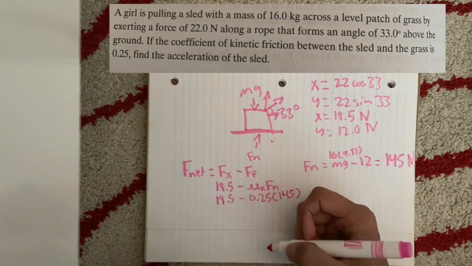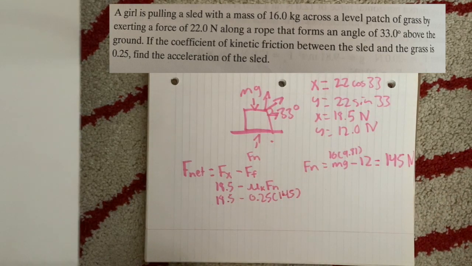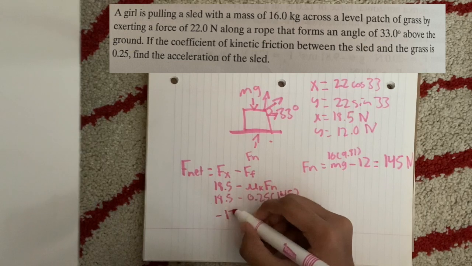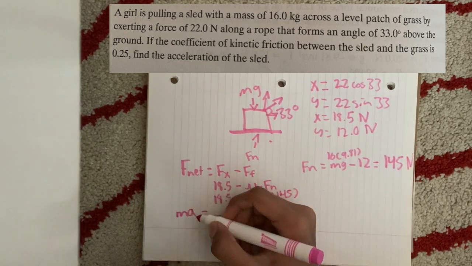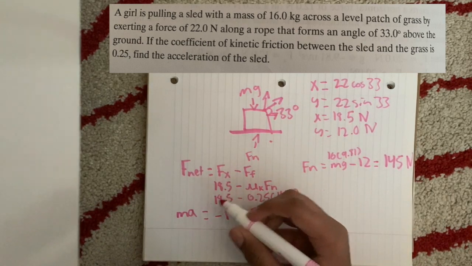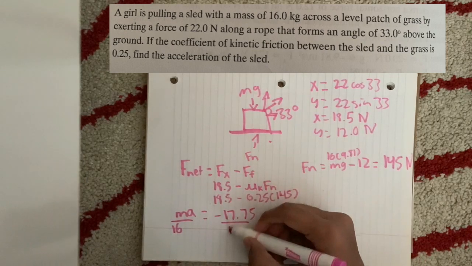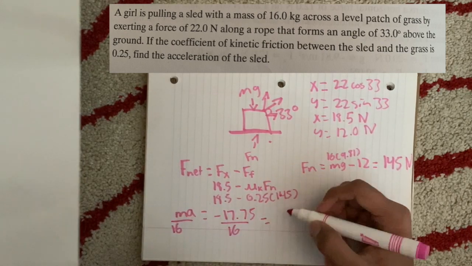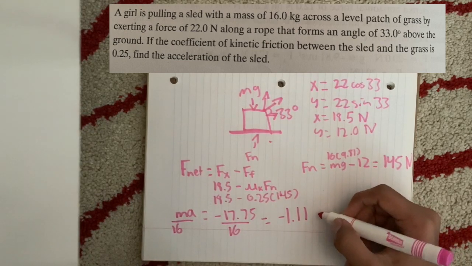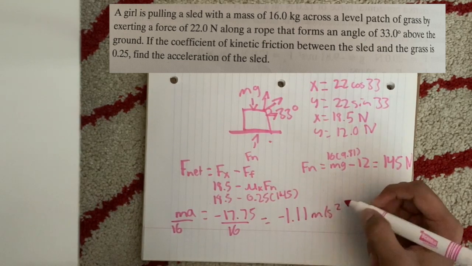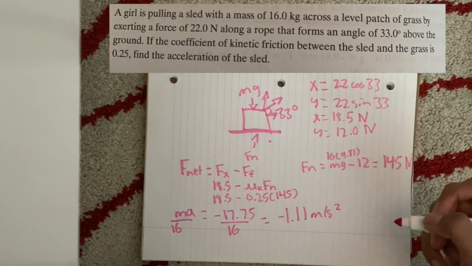And this is equal to about negative 17.75. And this is equal to the mass times acceleration. So if we just divide both sides by the mass, we can get our acceleration. And the mass is 16 kilograms. So once we do that, we get about negative 1.11 meters per second squared. And this means that as soon as we stop applying the force, this will immediately decelerate.